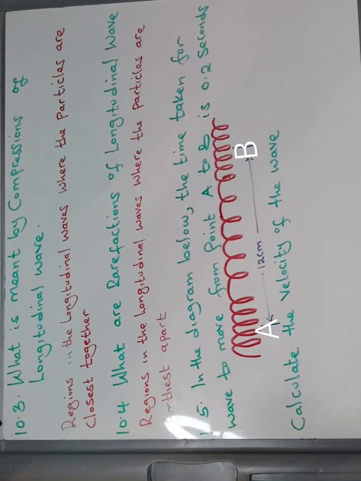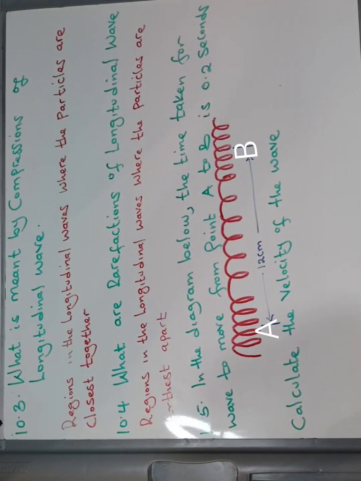Then comes the next question. It says that in the diagram below, the time taken for a wave to move from point A to point B is 0.2 seconds. Calculate the velocity of the wave. So when you analyze this diagram, there's something you see.